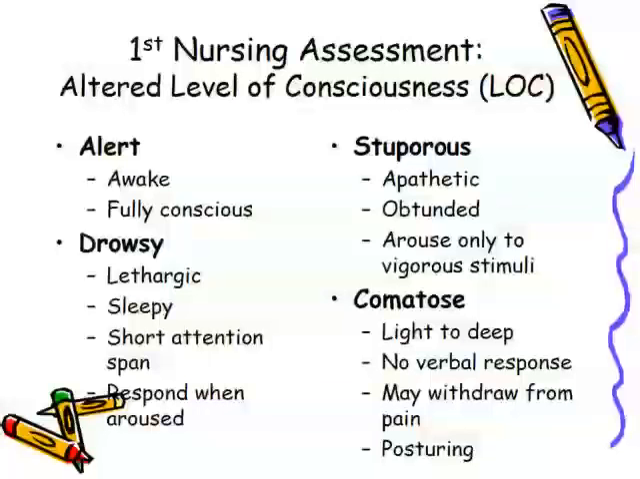The patient that is drowsy tends to act very lethargic, has a short attention span, and may only respond when aroused through verbal stimuli. Stuporous patients are very apathetic and obtunded and aroused typically only to very vigorous stimuli, perhaps even painful stimuli such as nail bed pressure. And the comatose patient can be either from a light state to a very deep comatose state. Typically, these patients have no verbal response, withdraw from pain, and do some posturing that we're going to talk about in some of the later slides.